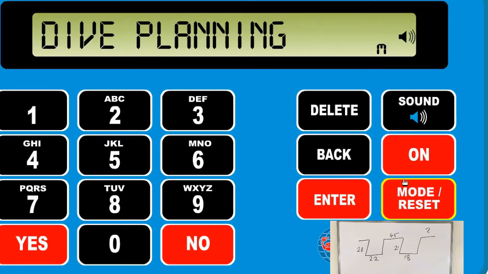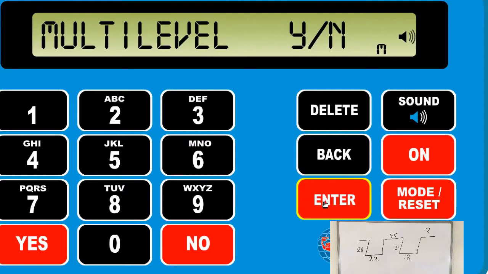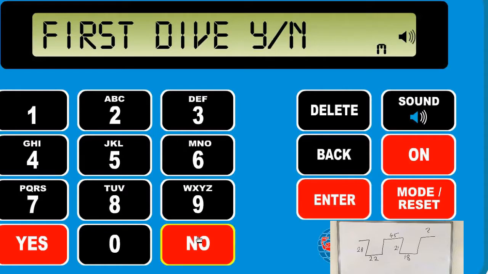Now we need to accept that by pressing enter. Then it asks you, is it multi-level, yes or no? I don't know why that's not a mode, by the way, but it's not. So we click on no, because it's not multi-level. Is this the first dive? We need to think about whether it is or not. It is in this case, but quite often it isn't, and we need to be careful.